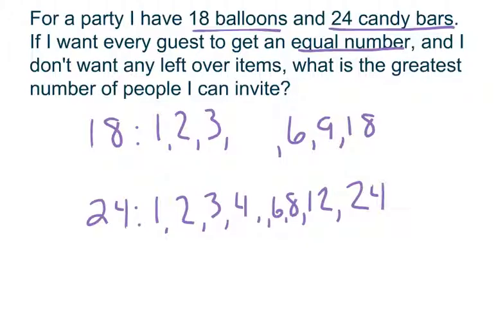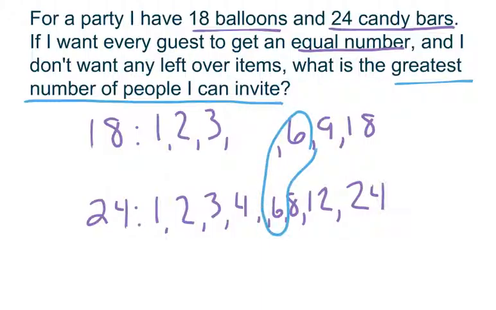So now what I need to do is look at my list of factors and identify the greatest common factor, because my question is asking for the greatest number of people I can invite. So now I see that the greatest number these have in common is 6. So that means that I can invite 6 people.